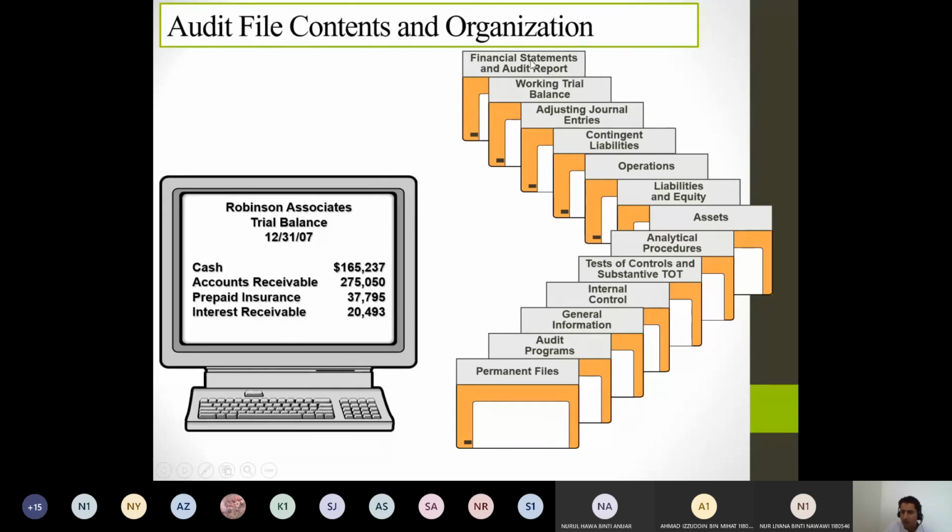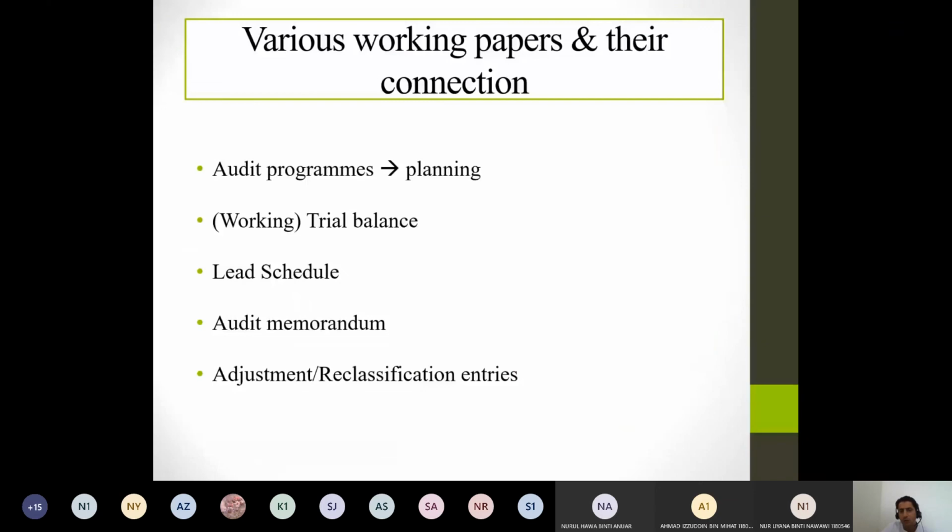whereas the rest in the upper side is in the current file. So we are still within the current file. Let's talk about the various working papers and their connection.